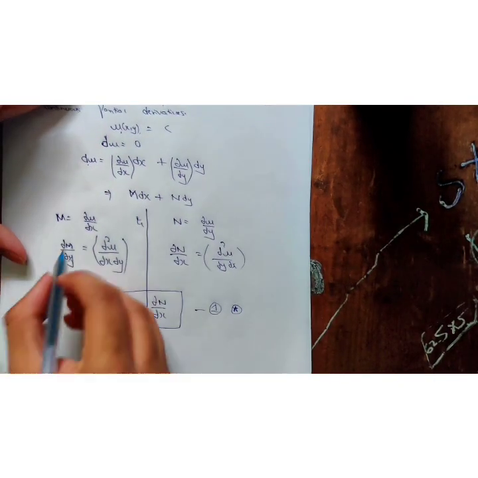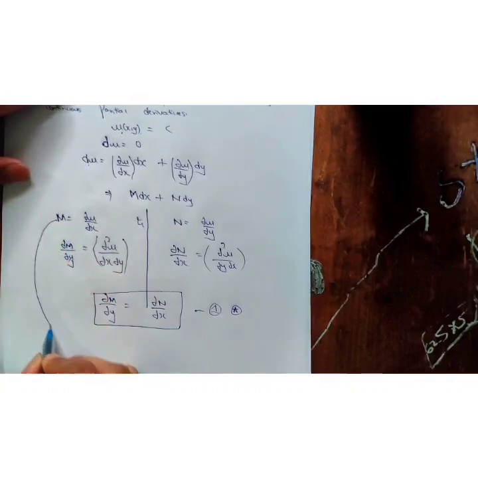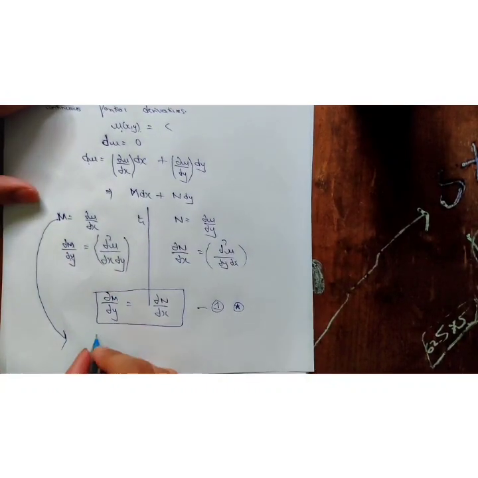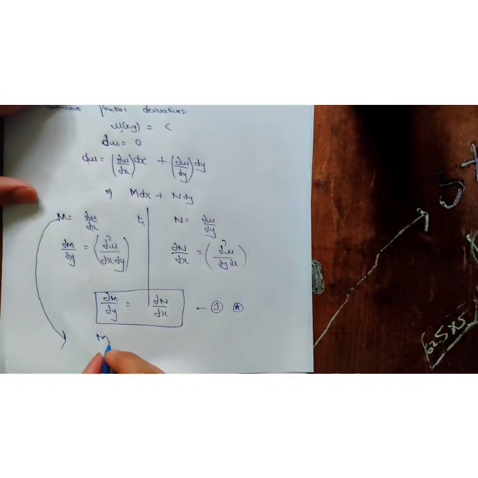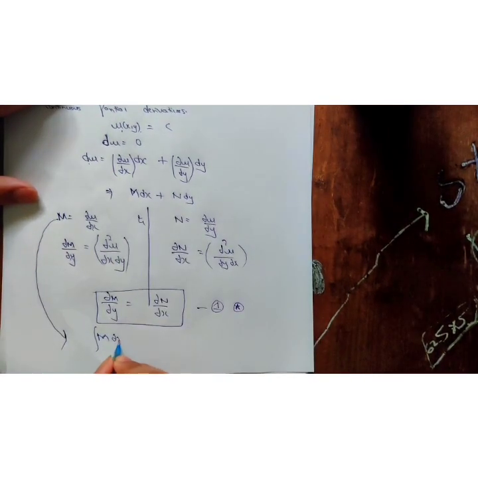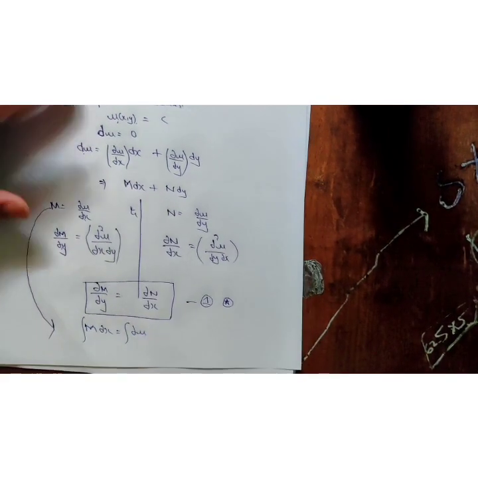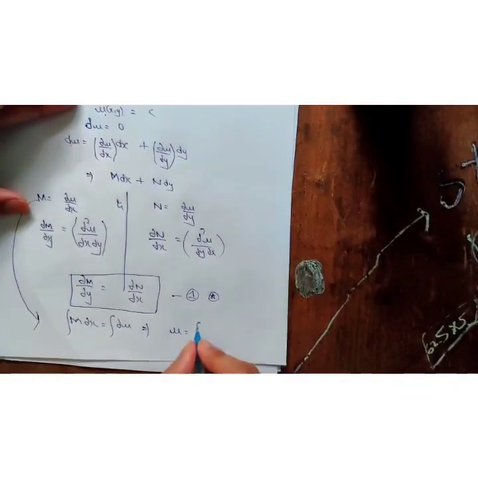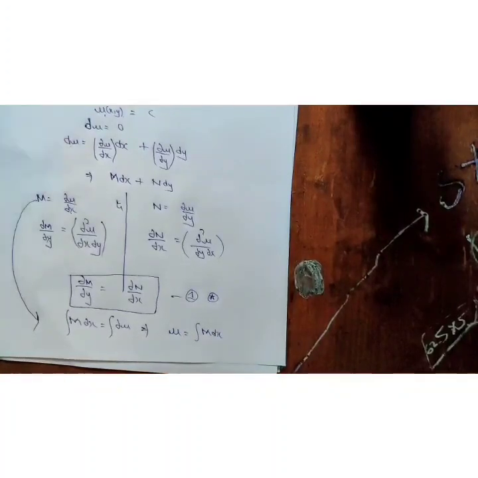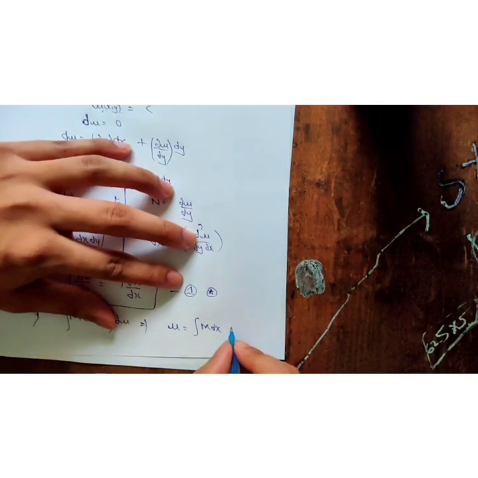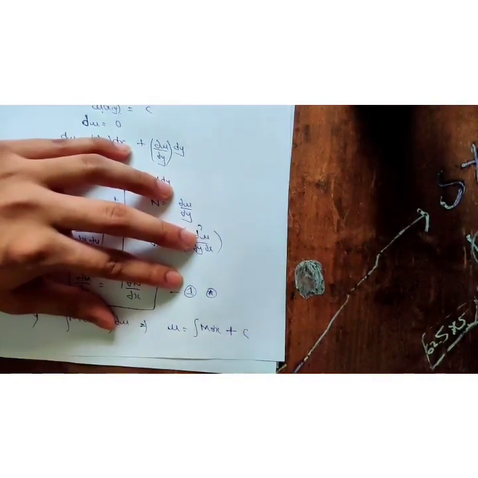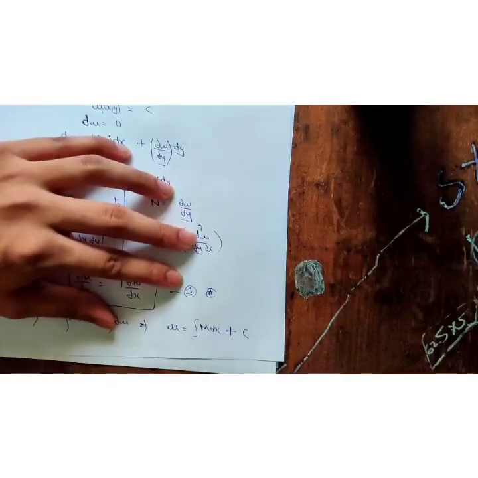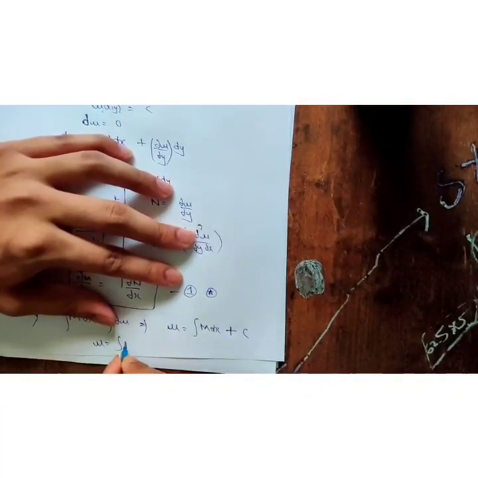Okay, now we'll use this condition again. Take the ∂x here and integrate. M ∂x = ∂u, integrating on both sides. What will we get? u = ∫M dx, and after integration we all know that there should come a constant. But what exactly is this constant? u = ∫M dx + k(y).